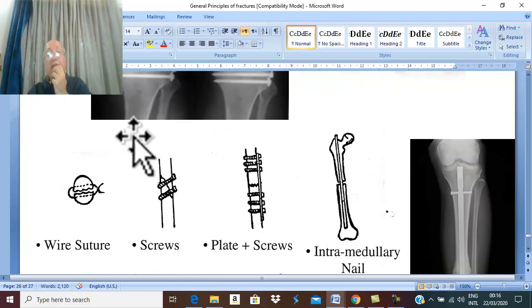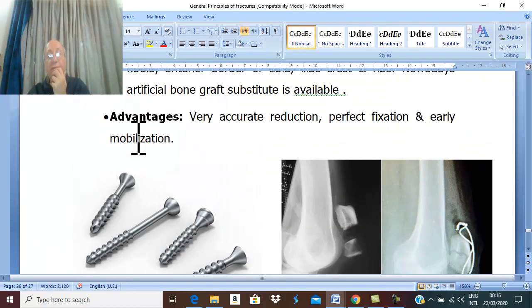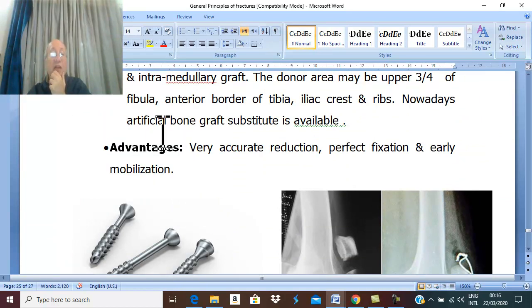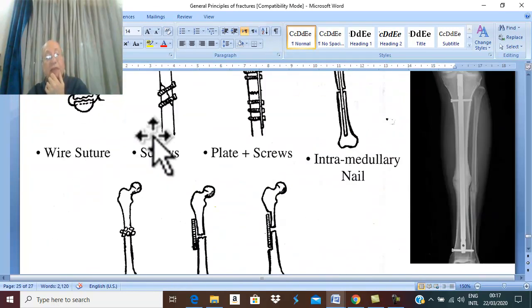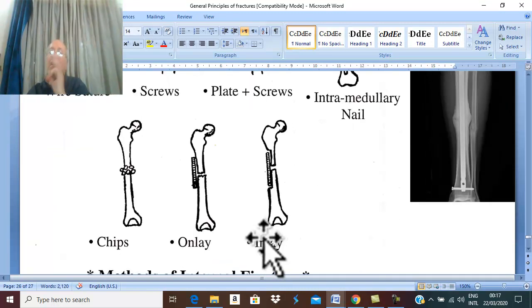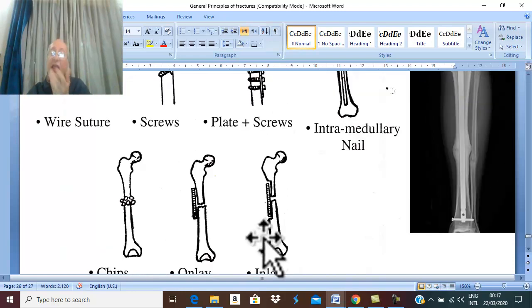Nowadays there are artificial bone graft substitutes. Artificial bone graft is added to the autogenous graft as a cementing substance to fix the fracture and the bone graft. What is the advantage of internal fixation? Very accurate reduction and fixation, and early mobilization. The patient can move very early to avoid complications of prolonged bed rest.